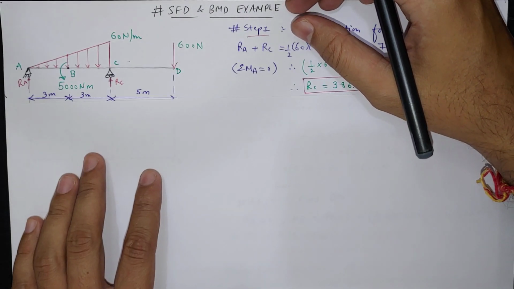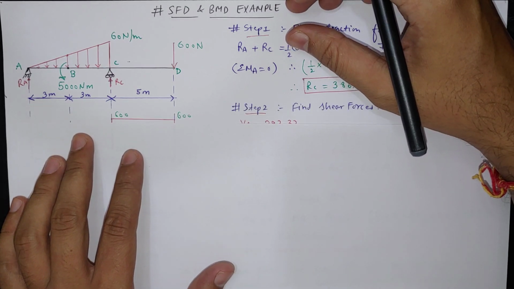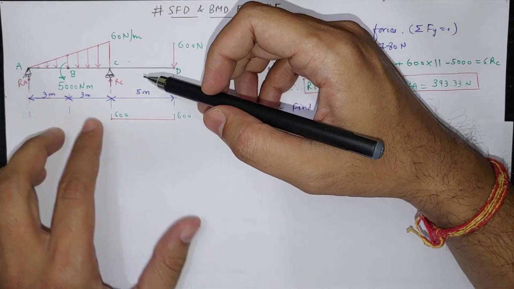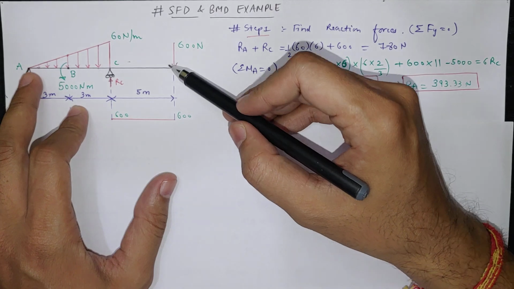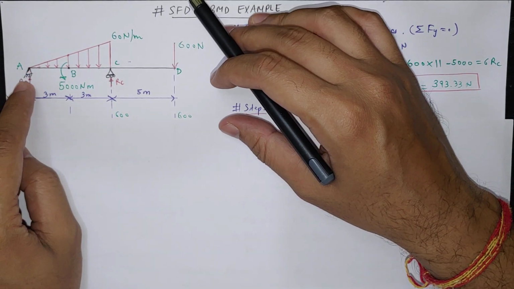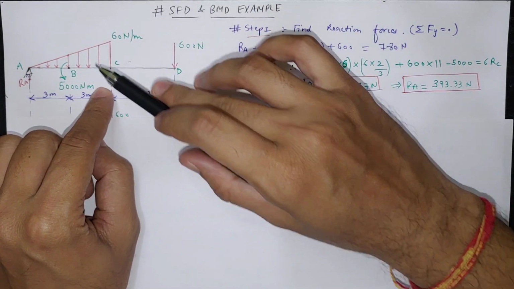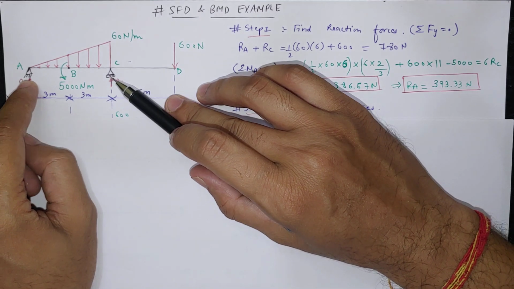In this video, we'll see one example of SFD and BMD. So here we have this beam which is supported at 2 points, A point and C point. Here it's a fixed support, here is a roller support.